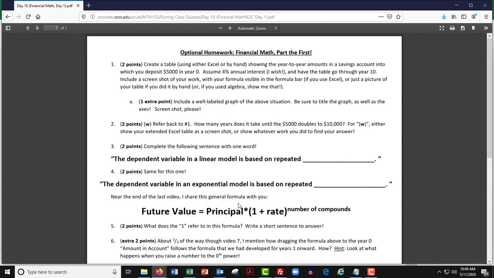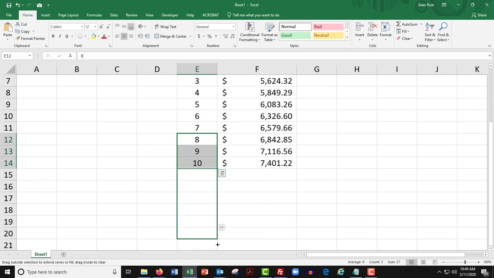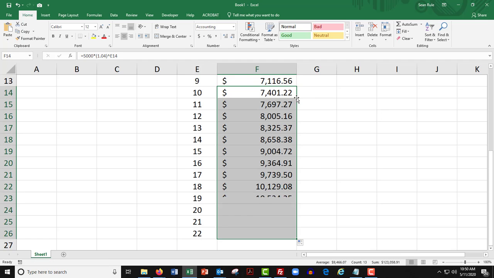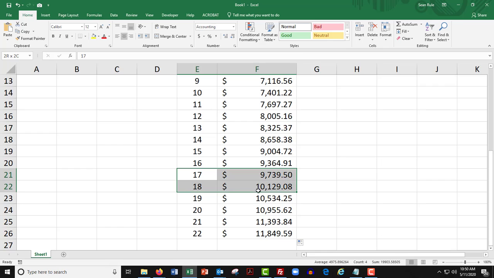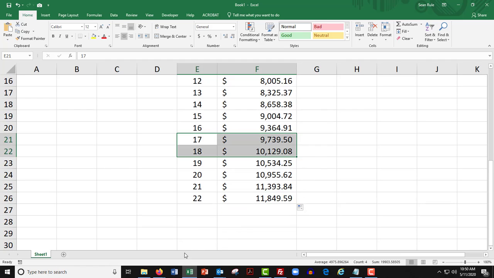Well-labeled graph, I think you can handle that. Actually, everybody that turned this in did handle that, so well done. How many years does it take until the 5,000 doubles to 10,000? All right, well, the way most of you solved it was by extending your graph down. I'll pull it down to, I guess, 20 or 22 years for starters. And then drag this down, and it looks like it happens somewhere between 17 and 18 years, like 17 and a half years, somewhere in that neighborhood. That's what I was looking for. The longer you let it sit, the more money you get.